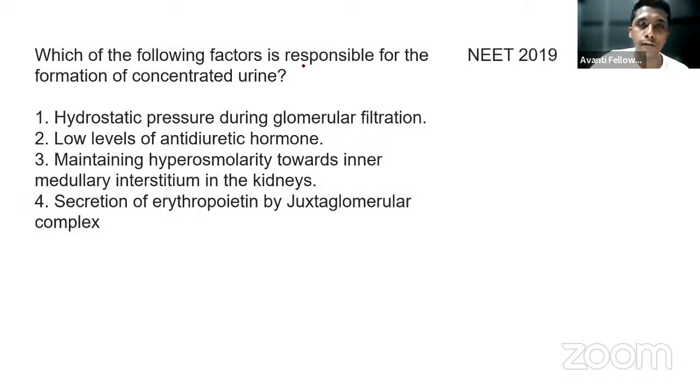Which one of the following factors is responsible for the formation of concentrated urine? We have our options: hydrostatic pressure during glomerular filtration, low levels of antidiuretic hormone, maintaining hyperosmolarity towards the inner medullary interstitium in the kidneys, secretion of erythropoietin by the juxtaglomerular complex. So you have your options, and I will relaunch the poll now. You have 1 minute to answer the question.